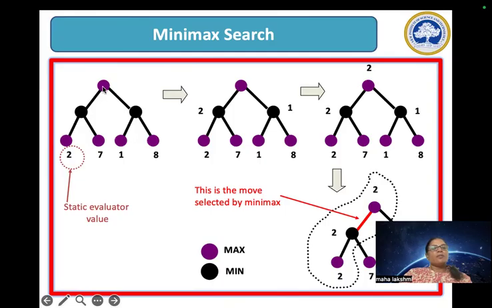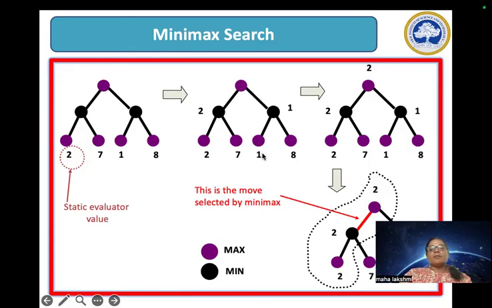The first level, by default, unless otherwise stated, we refer to as the max player. Level 0 is allocated to the max player, level 1 will be allocated to the min player, and again level 2 will be for the max player. So this is a minimum function, or minimum player. He will choose the minimum value among its two children, so 2 will be chosen here.